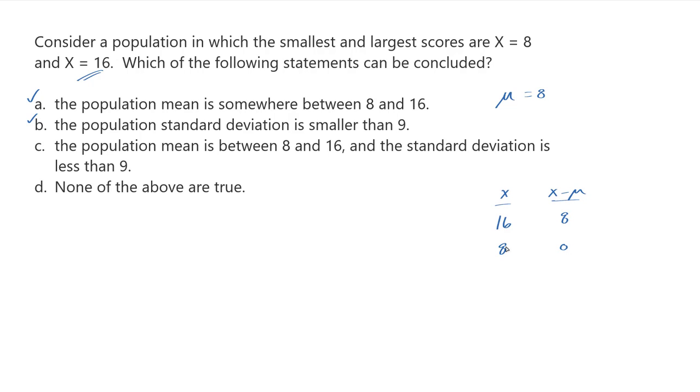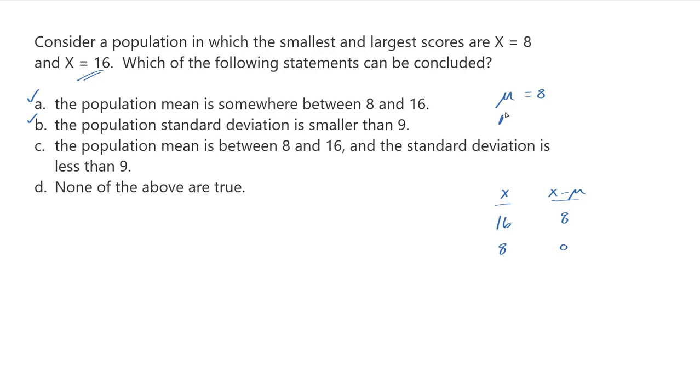So the closer you get to 8, the smaller the deviations will be. The closer you get to the other end, the oldest kids, if I've got a group of kids between the ages of 8 and 16, the biggest difference between a person's age and the average, which is 8, is going to be this deviation here. So this is my largest possible deviation.